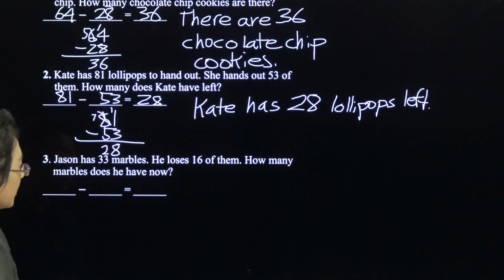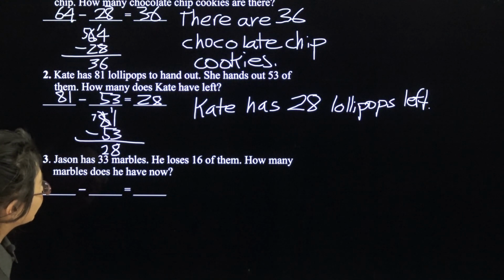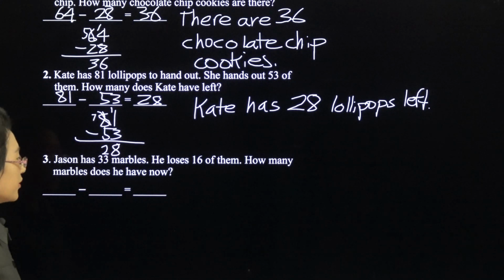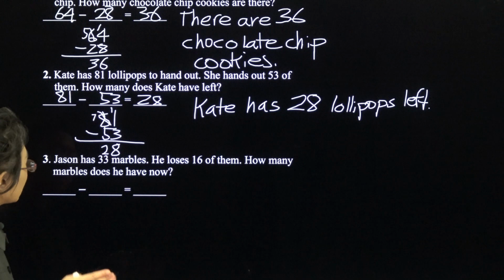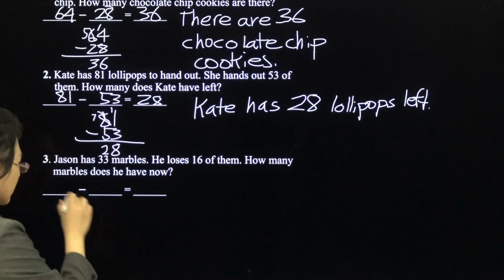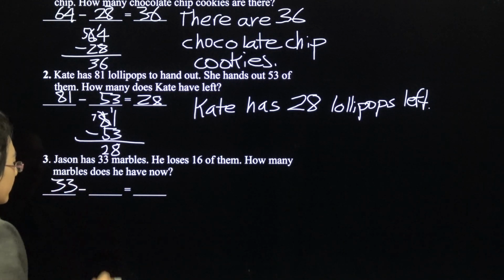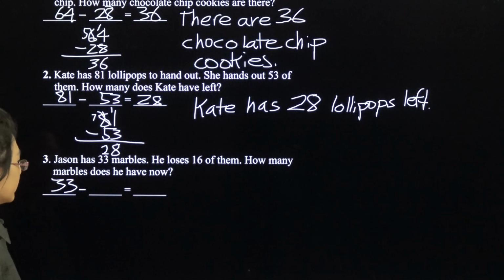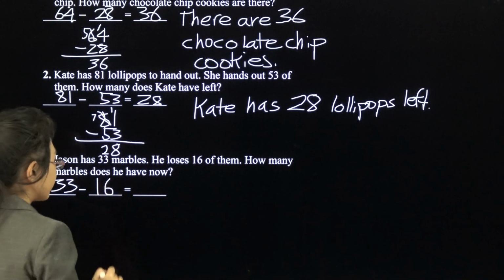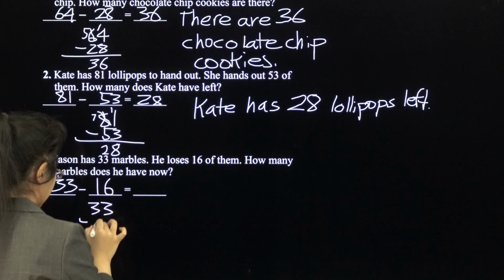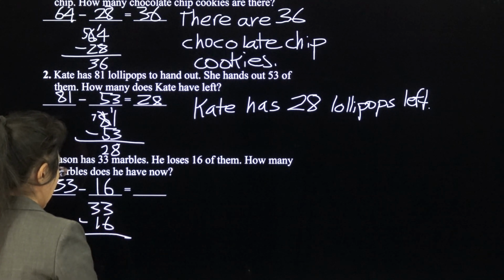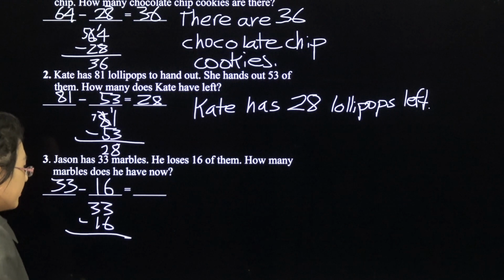Jason has 33 marbles. He loses 16 of them. What's with these children and losing their things? How many marbles does he have now? Actually, we don't know if they're children or not. But what's with these people and losing things? Anyways, 33 is the original number. They lose 16 of them. And that becomes 33 minus 16. And we line them up.